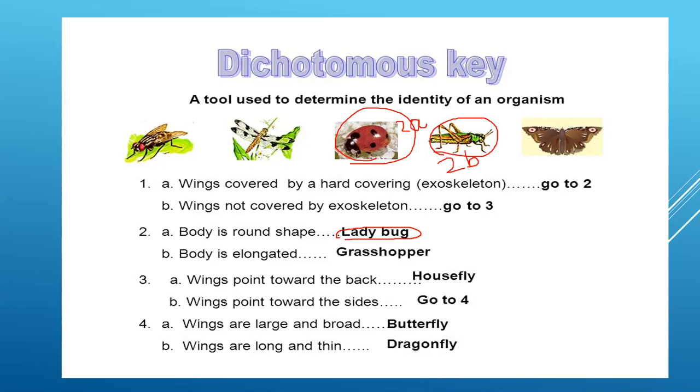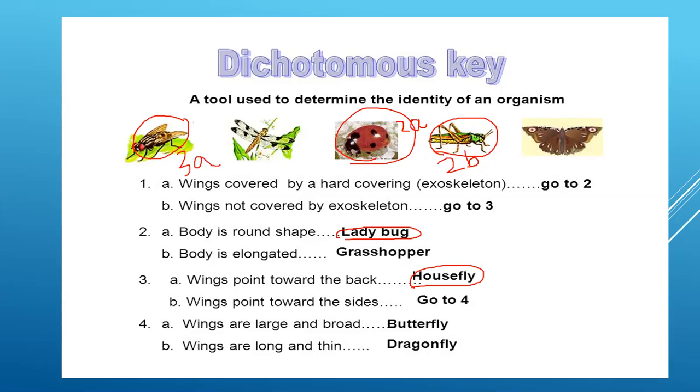Now we can move on to the next question, wings not covered by exoskeleton. Of course, these are very soft wings. It has a very soft body and very soft wings. Do the wings point towards the back or towards the side? We have one creature whose wings point towards the back, and that is the housefly. So this will be 3A.